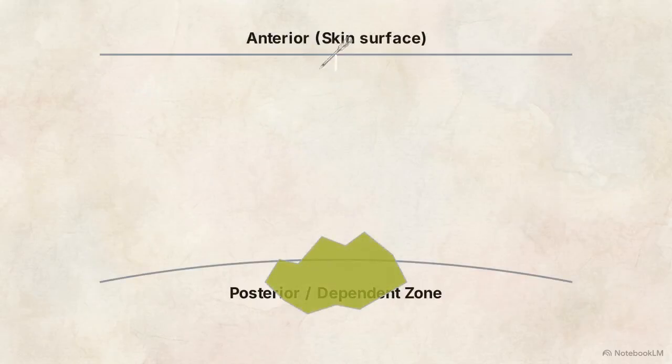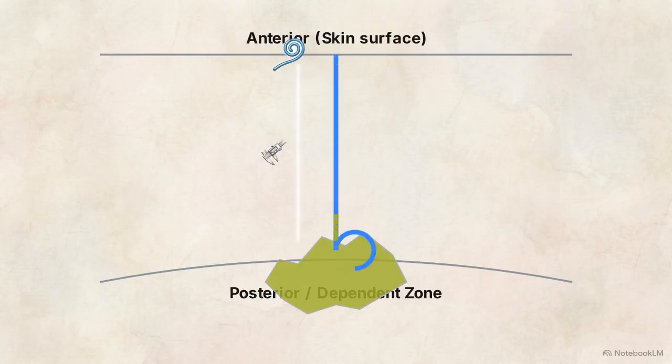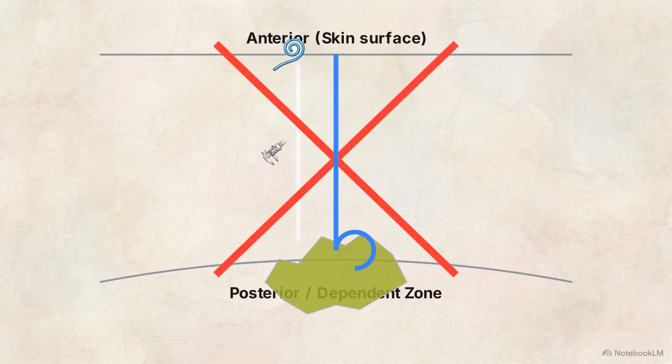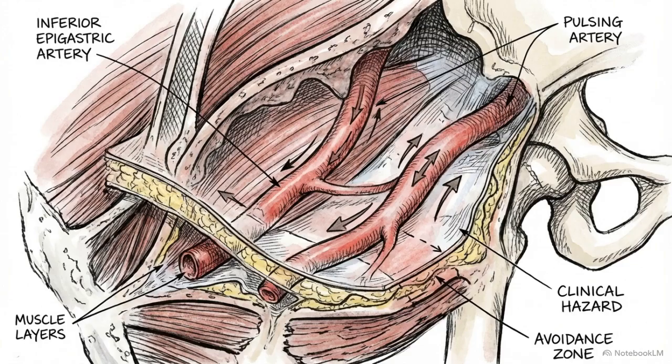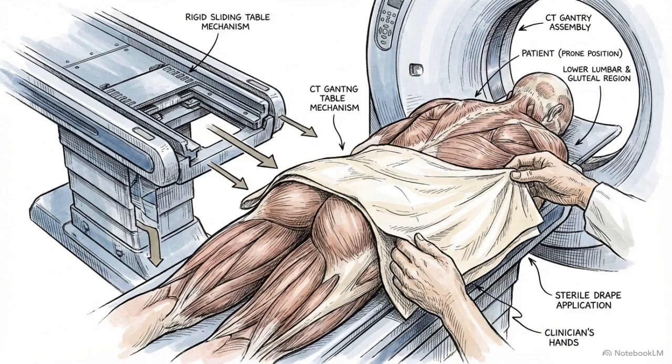The transabdominal route appears intuitive, but a long anterior approach to a posterior collection violates the dependent position rule, leaving stagnant fluid behind. If the transabdominal route is utilized, operators must avoid accidentally puncturing the inferior epigastric arteries during trocar placement. To access posterior targets effectively, the transgluteal route is the primary solution. This requires the patient to be placed prone under CT guidance.